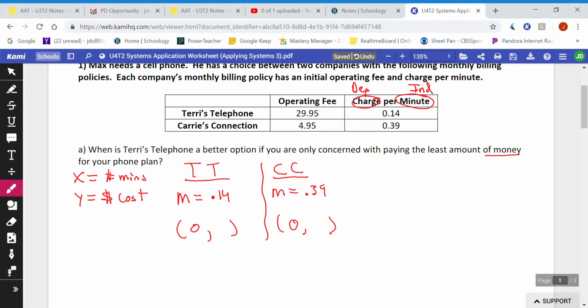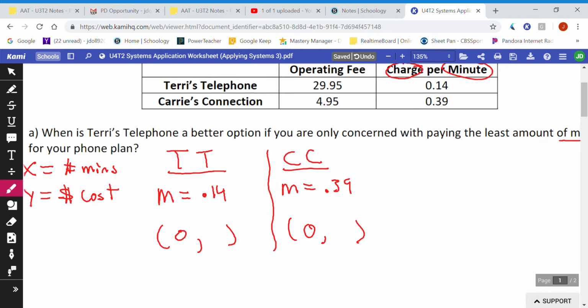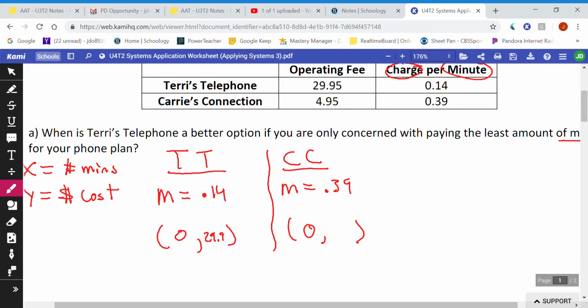Now, again, what is my y-intercept is essentially saying if x is 0, what's y? So if I have 0 minutes, if I do not use my phone, if Max does not use his phone at all, how much will each telephone company cost? Well, that's really just the operating fee. So for Terry's, it's going to cost him $29.95 if he never uses his phone. With Carrie's connection, it's going to cost him only $4.95.